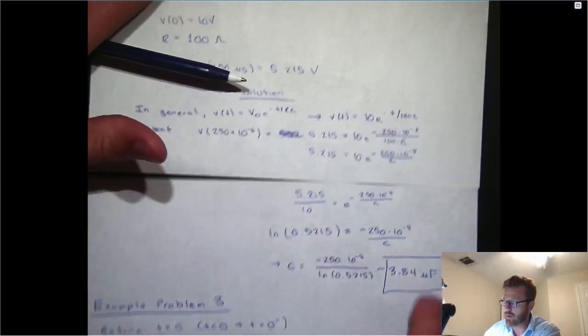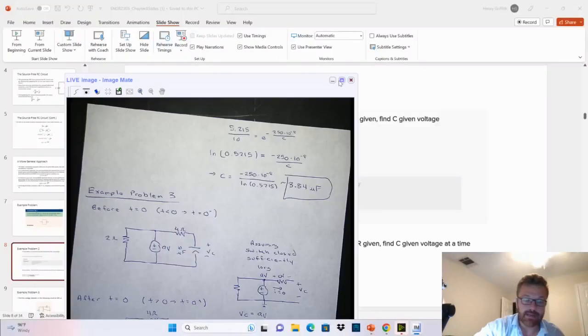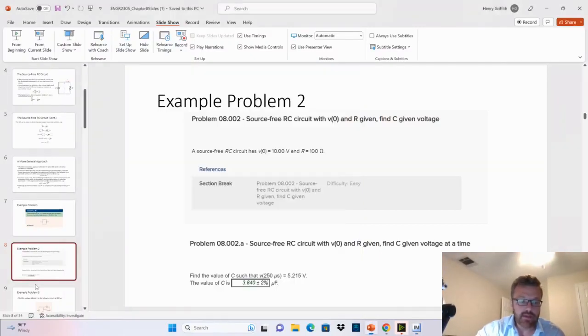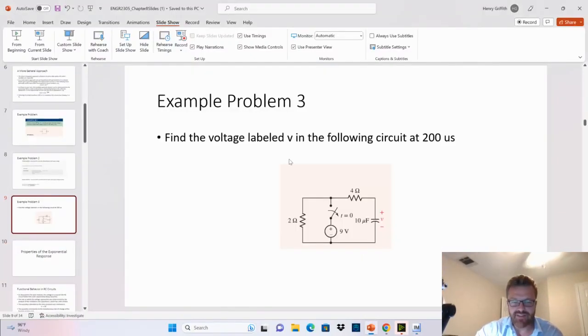That comes out to be 3.84 microfarads, or 10 times 10 to the negative 6 farads. So last problem, much more interesting. Find the voltage V in the following circuit at 200 microseconds. This is the first example of a switch circuit that we'll be looking at.